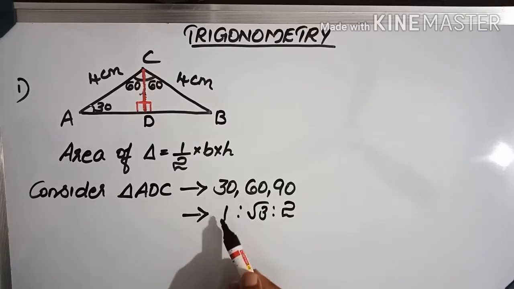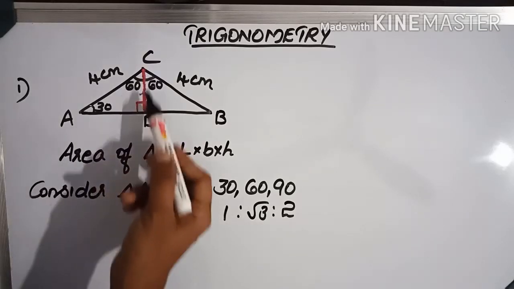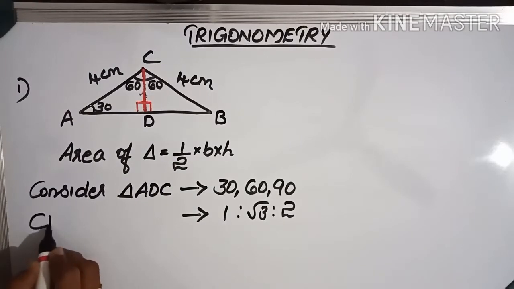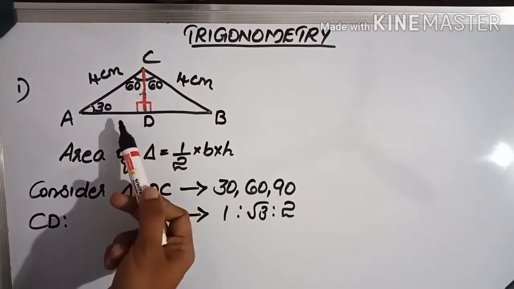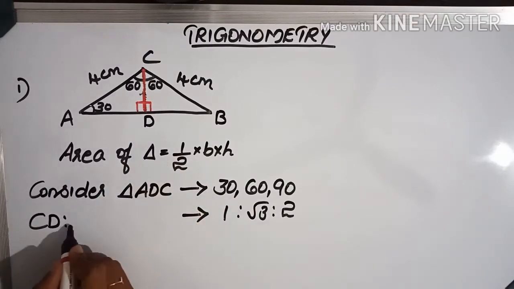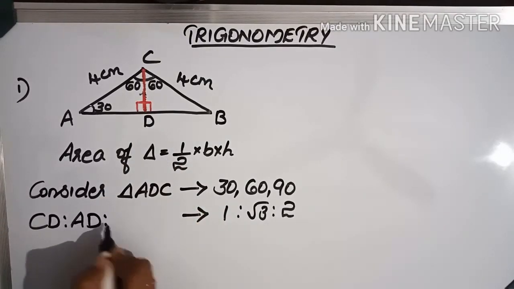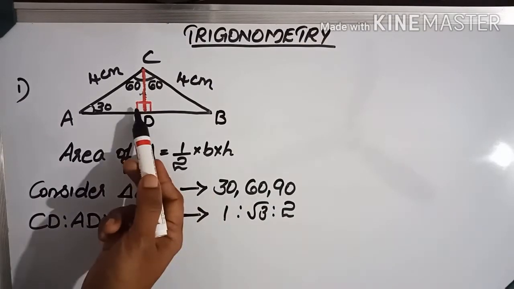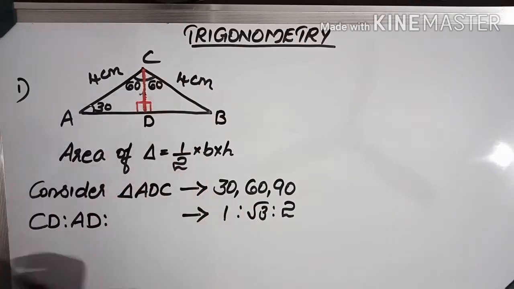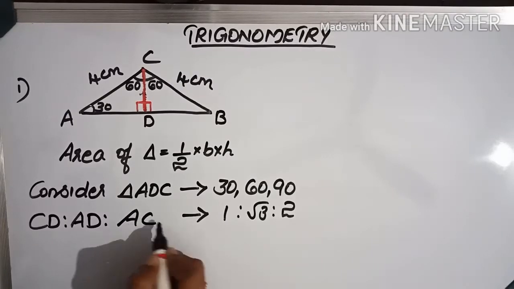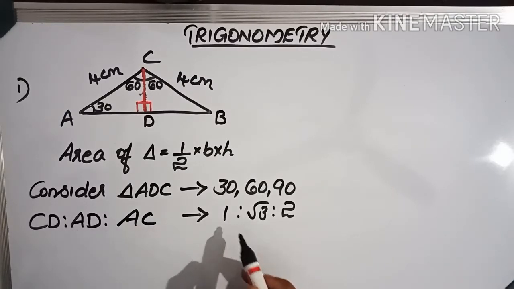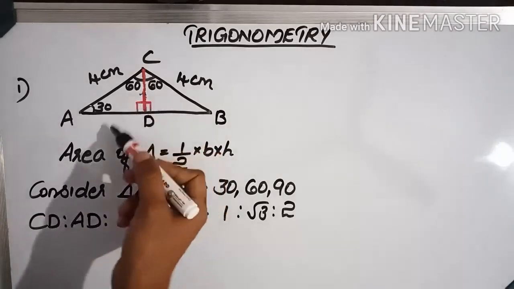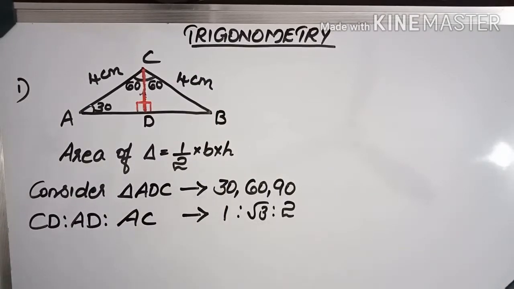So 30 opposite. The side opposite 30 is what? CD. So let's write CD is 1. Next is what? Angle 60. The side opposite angle 60 is AD. So CD is 1, AD is root 3. Next is 90. Its opposite is what? AC. So CD is to AD is to AC, these three sides are in the ratio 1 is to root 3 is to 2. Now we have to find these sides from the same ratio.